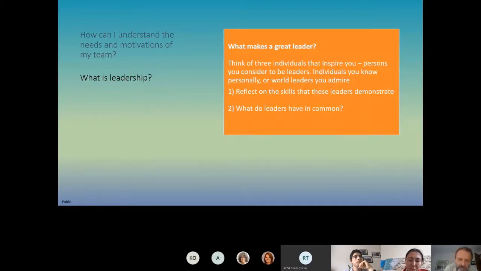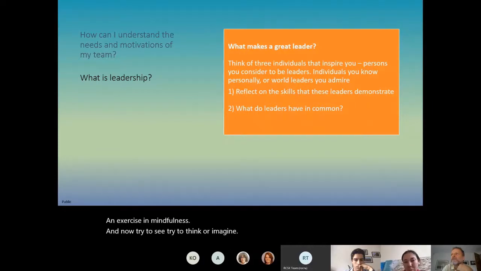So feel free to write whatever you want, because you do not need to share your thoughts. This is really for you to reflect. You don't need to tell others what you wrote. We will not have a discussion about what you wrote. This is just an exercise in mindfulness. And now try to think or imagine, what do these leaders have in common? What is so special about them?